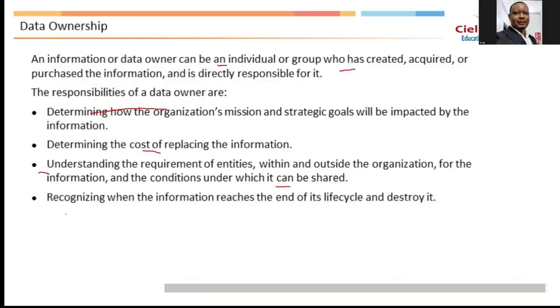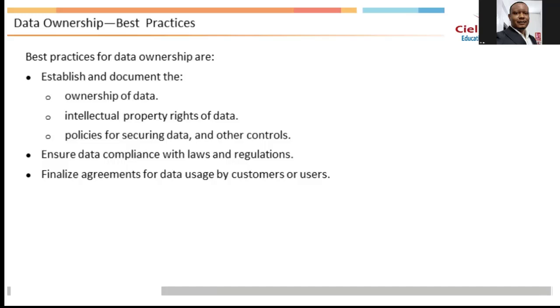Then recognizing when the information reaches the end of its life cycle and destroying it. I've talked about secure disposal and destruction repeatedly. So data owners are responsible for identifying when the data is no longer needed, or, like I mentioned earlier on, the retention period has expired, and then ensuring that the data is destroyed securely. And these are part of the responsibilities of the data owner. In order to be able to do this, CISSP gives suggestions as to some of the best practices for data ownership. And we shall take a look at some of those suggestions, talking about data ownership best practices.